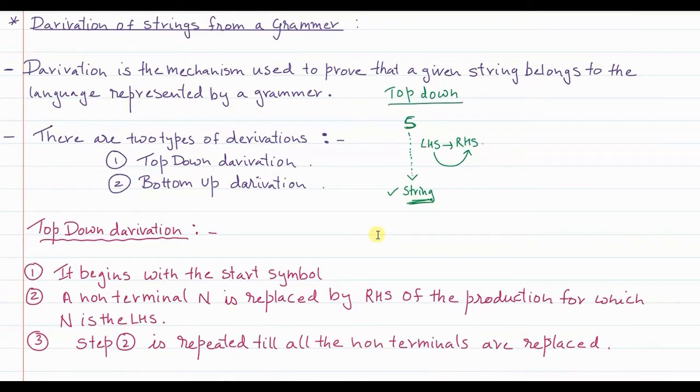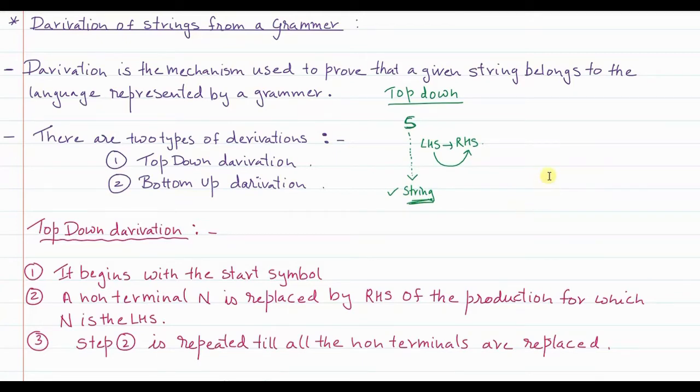Why? Because it starts with the highest level in the grammar, and what is the highest level in the grammar? It's the start symbol, the non-terminal on the left hand side of the start production. So right from the highest level, I try to get to the lowest terminal level, that's a string. If I am able to reach that string, we say that the string is accepted. If I am not able to reach that string, the string is rejected. So this is called top-down derivation.